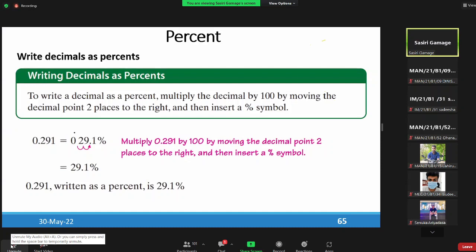As an example, here you can see we have a decimal value 0.291. Then what we do here, we move the decimal place by 2 places to the right.